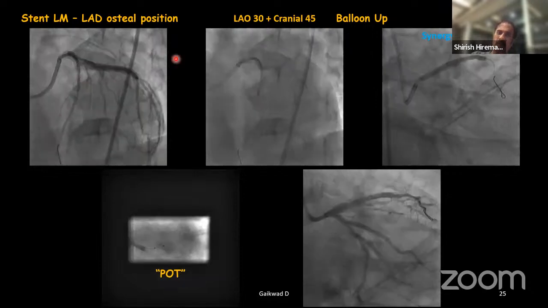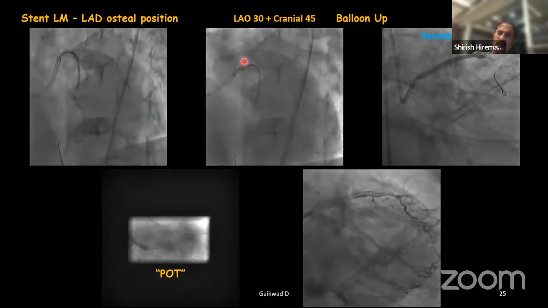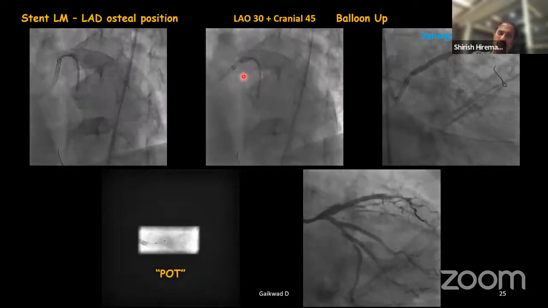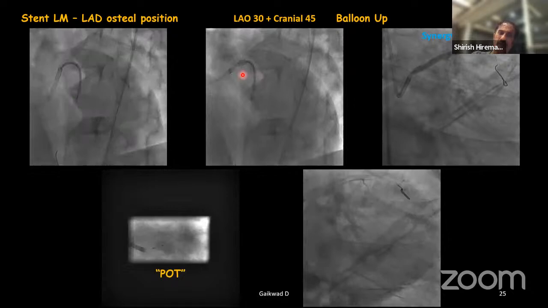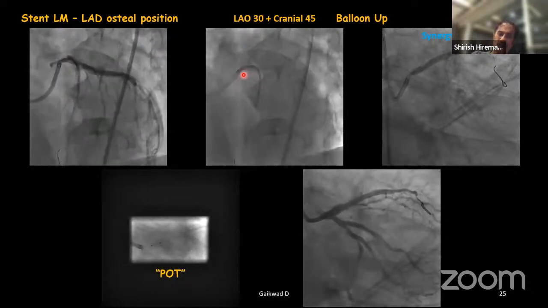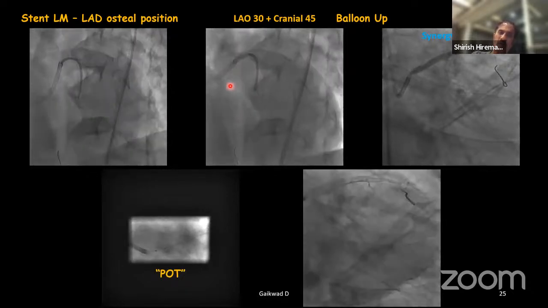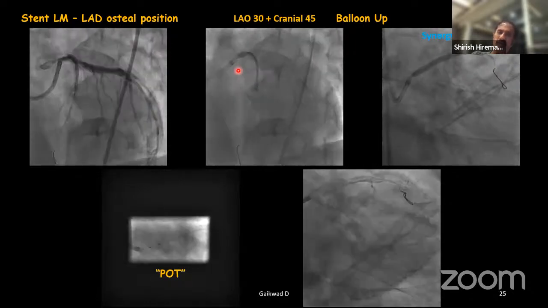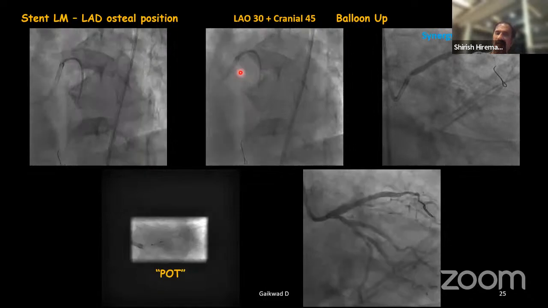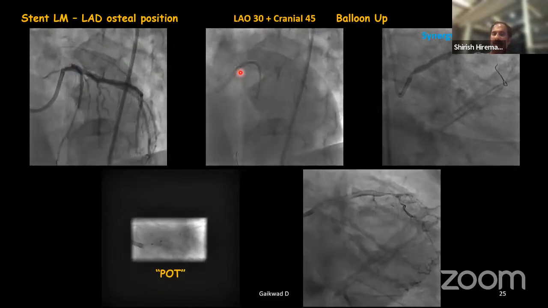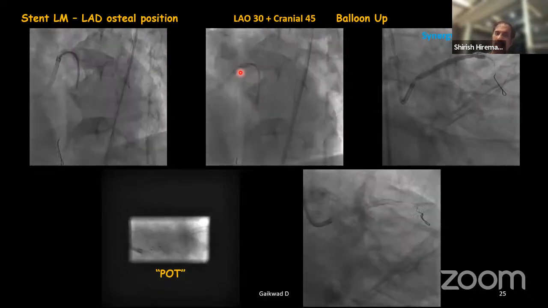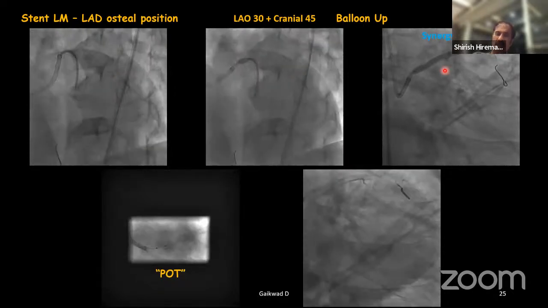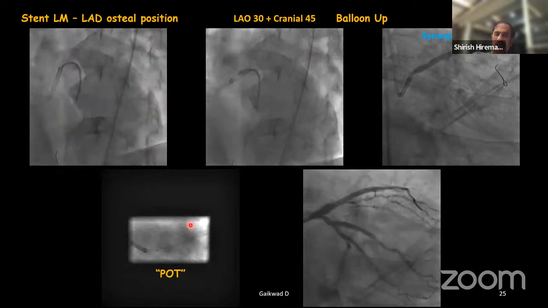And when you inflate the stent balloon, keep your Y connection open so that the guide catheter automatically slips back, or on purpose pull back the guide catheter, so that the guide catheter and the back end of the stent are not hurting each other when the balloon is up. So this stent is deployed, 4x48. Then you do a POT.